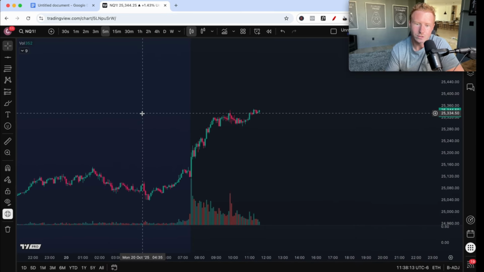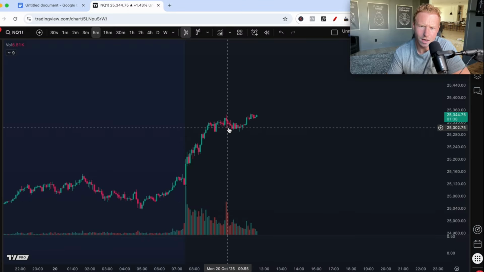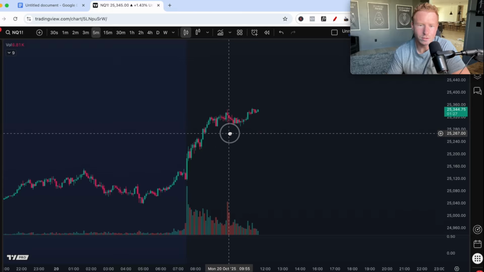For example, we have super big volume here. We have kind of like a doji candle, but nothing really came from it. After that, we kind of just consolidated and did nothing for the next 2 hours. So again, it doesn't give you the full context.